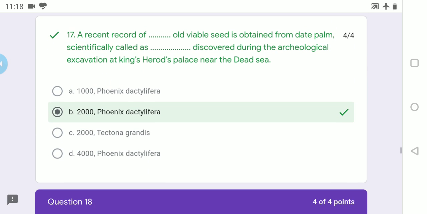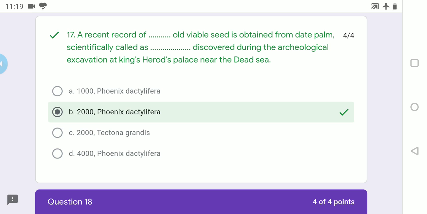The next question: a recent record of dash-year-old viable seed is obtained from the dead palm, scientifically called dash, discovered during archaeological excavation at King Herod's palace near the Dead Sea. This is also the same topic, related to the advantages of seeds in angiosperms. It is a recent record of a 2000-year-old viable seed of the date palm, botanical name Phoenix dactylifera.